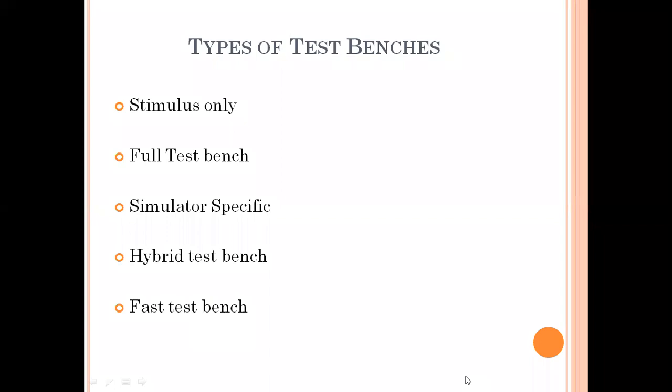Second is flexibility. The stimulus, full test, and simulator have high flexibility, the hybrid test bench has medium flexibility, and the fast test bench has low flexibility, right?